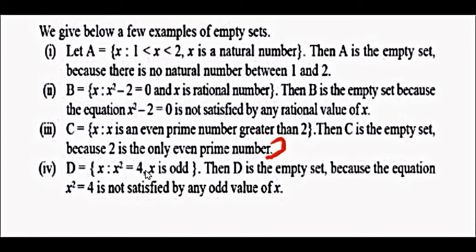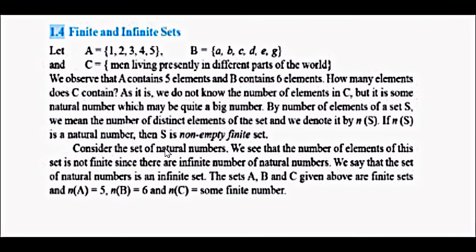x square is equal to 4. Okay, you will say, I can give you an answer as 2. This is correct. But if I add x is odd, then there will be no answer. There will be an empty set. So this is how we do it.